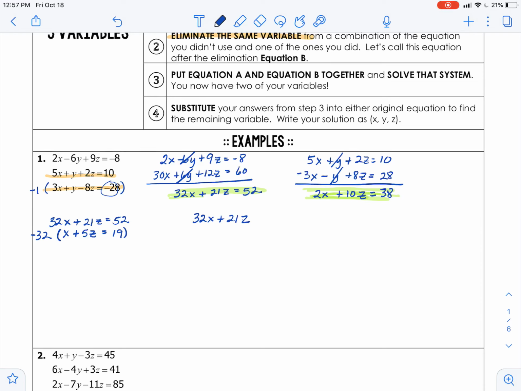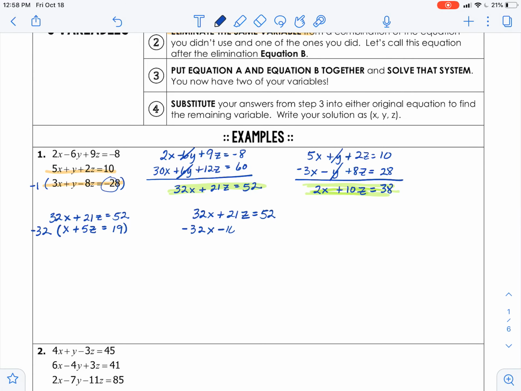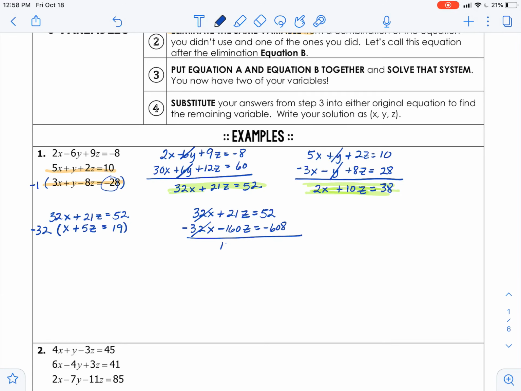Plus 21z equals 52. That one I didn't do anything with. I'm multiplying by a negative 32, and that's going to give me 5 times 32, which is 160, and it's negative. And 32 times 19 is 608, negative. Add down, those eliminate. And I have 160 minus 21, so I have 139z, and then I have 608 minus 52, because they're opposite signs.